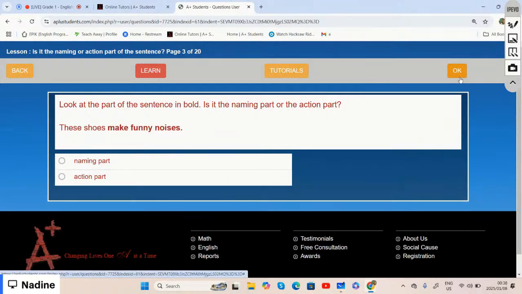The next one says, look, these shoes make funny noises. These shoes make funny noises. So now make funny noises. We need to say it is a naming part, option one, or if it is an action part, option two.